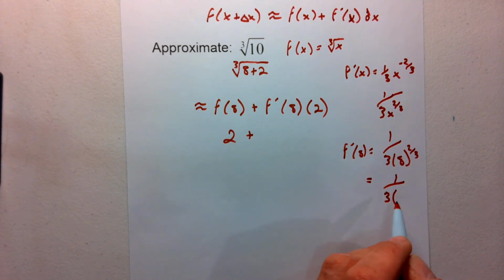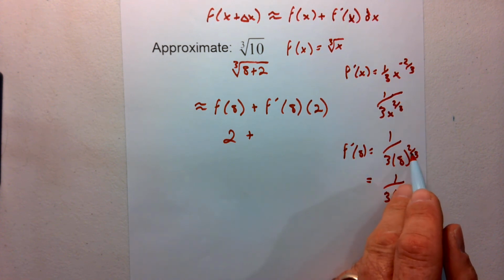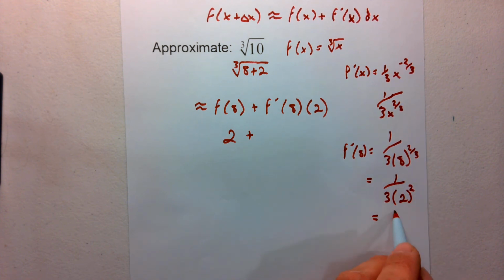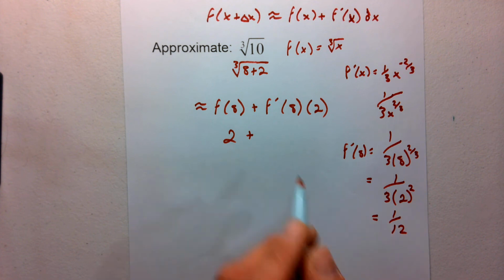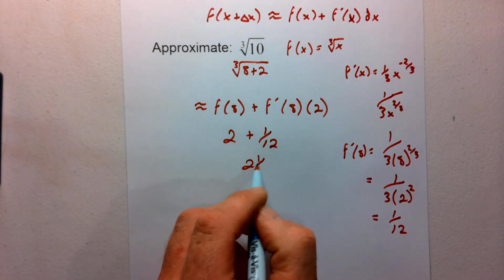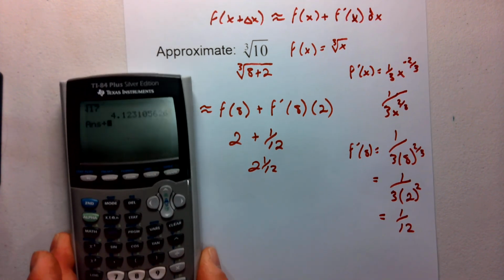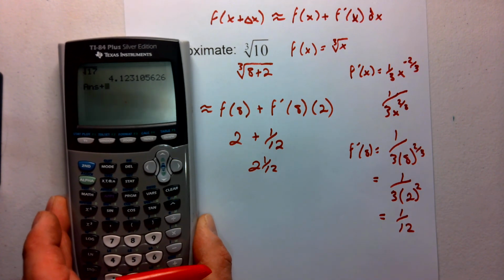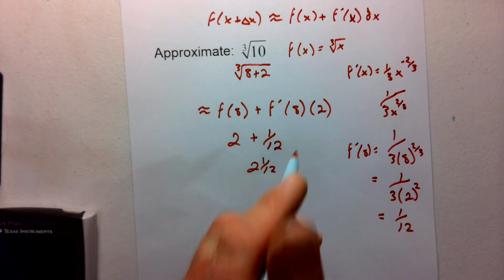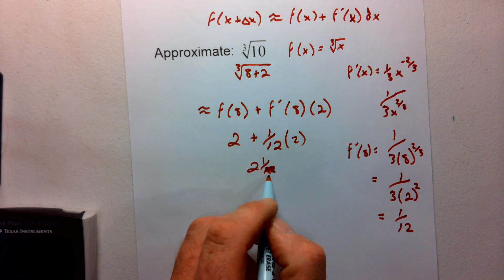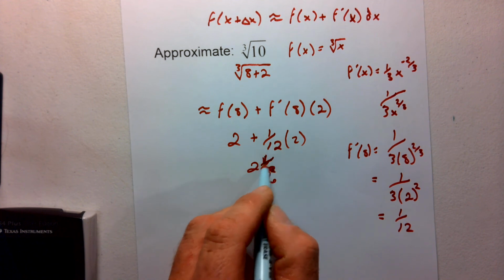So I get 1 over 3 times 8. The cube root of 8 is 2, squared. So we get 1 over 12. So we get 2 and 1/12 as our value. So how close is that to the actual value of the cube root of 10? Oh, I didn't multiply it by 2, did I? So we get 2 and 1/6. My apologies there, 2 and 1/6.